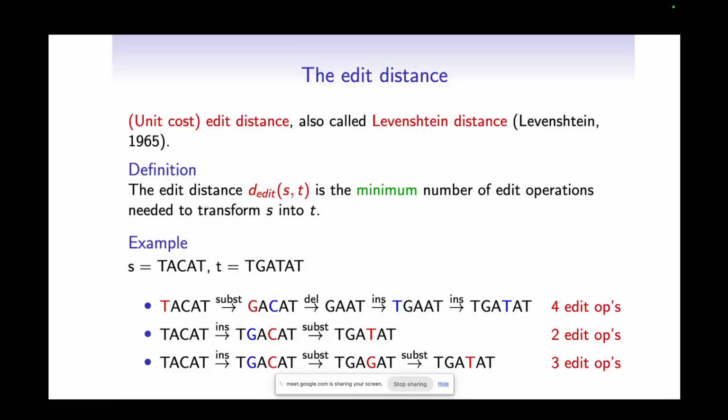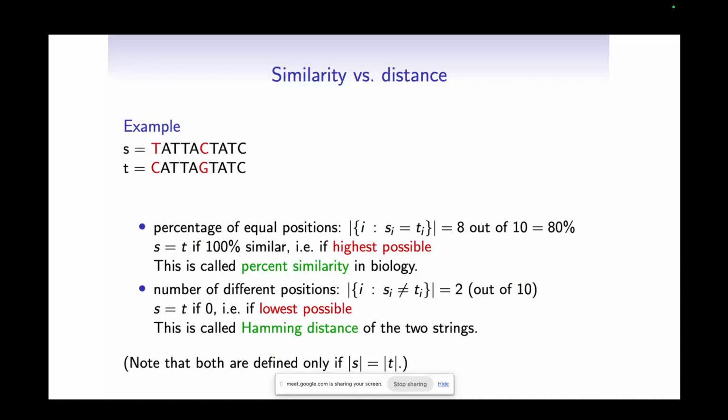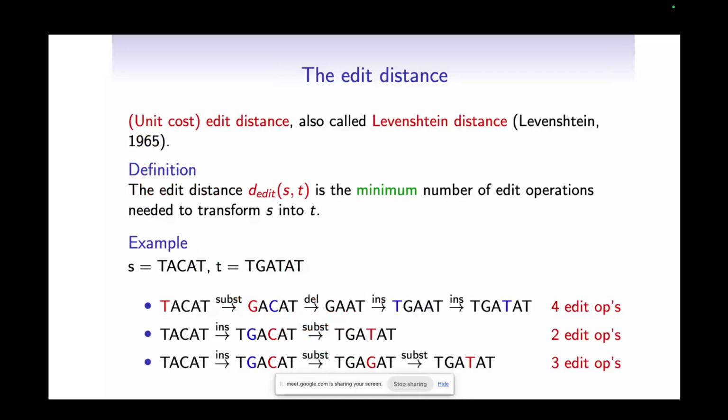Because that's the minimum. So we talked about similarity, how if you have two sequences, how many residues are similar in the two sequences out of the total number of residues. Then we talked about Hamming distance, basically how many dissimilar positions with respect to the total number, and basically the edit distance, how many edits you can do on one sequence to get the other sequence, and the minimum number of edits. So that is the edit distance.